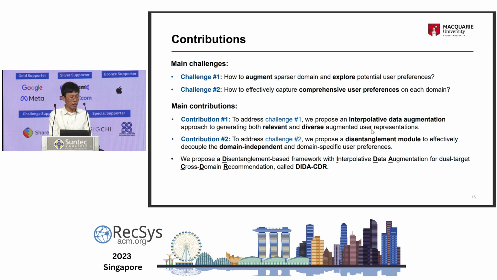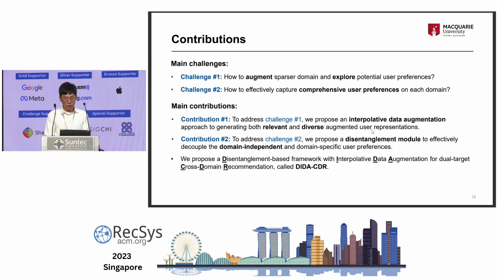The main challenges are as follows. The first one is how to augment sparse domain and explore potential user preferences, while the second one is how to effectively capture comprehensive user preferences on each domain. To address challenge one, we propose an interpolative data augmentation approach to generating both relevant and diverse augmented user representations.